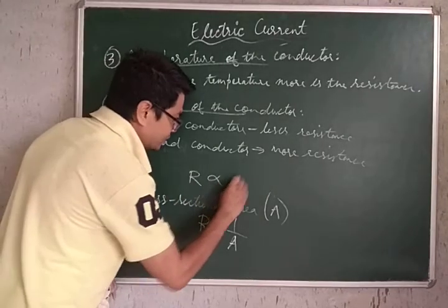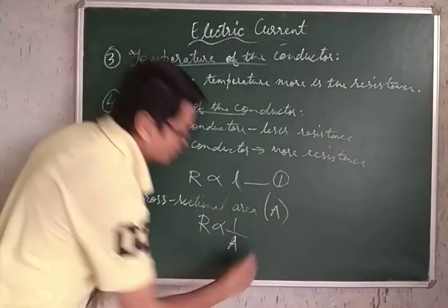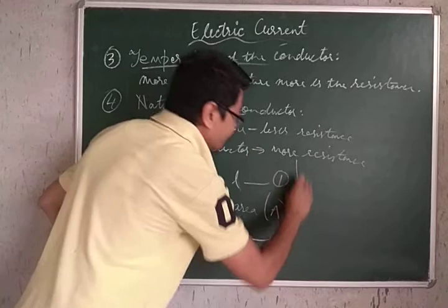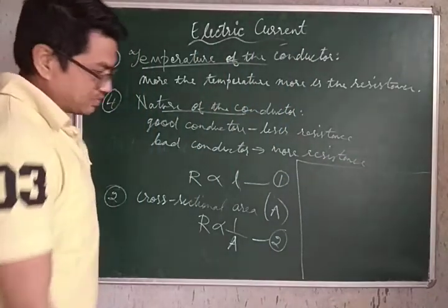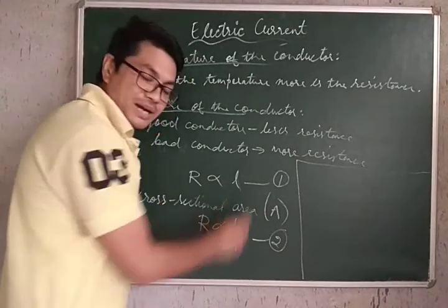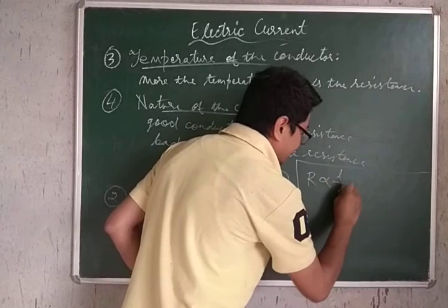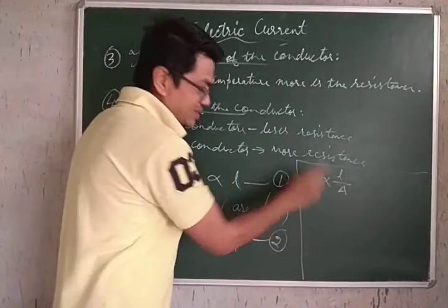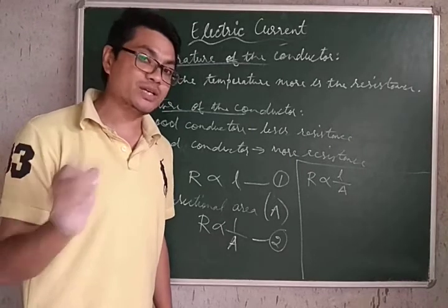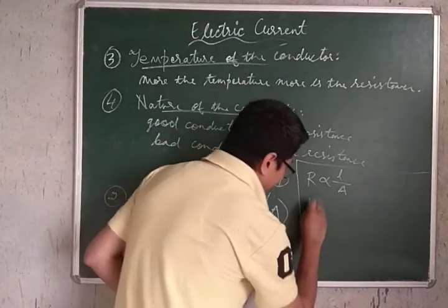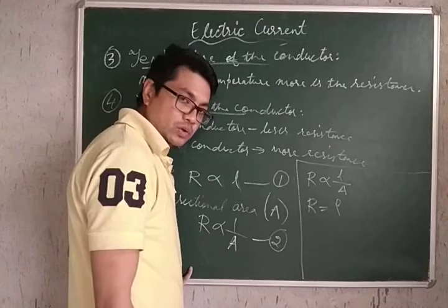Let me again write this first point. R is proportional to the length of the conductor. If this is my relation number 1 and this is my relation number 2, let me write over here now in this right hand bottom corner space. If I combine these two relations, I can write R is proportional to L upon A. Now this proportionality sign can always be replaced by an equal to sign, provided we add some constant. So R is equal to some constant rho.